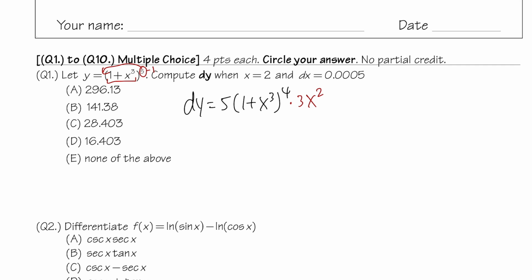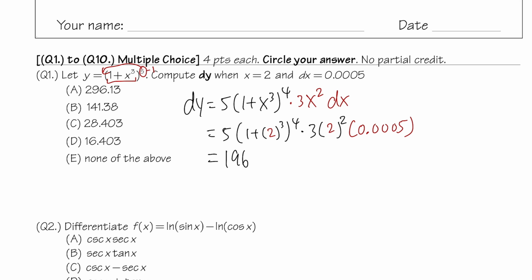Then we also have to multiply by dx, because usually we have dy over dx, right? But again, this is the differential, so we multiply by the dx right here. Now we can just plug in all the given information. 5 times (1 plus x to the third power), and x is 2. Then times 3x squared, with x as 2, and dx is 0.0005. Use a calculator, and you will end up with 196.83. Nothing matches this, so the answer is E. Yeah, the first question is none of the above.